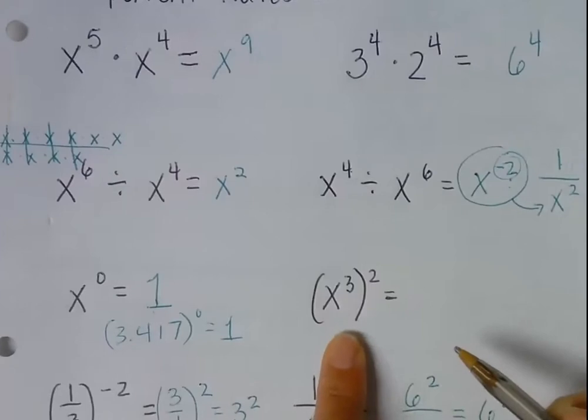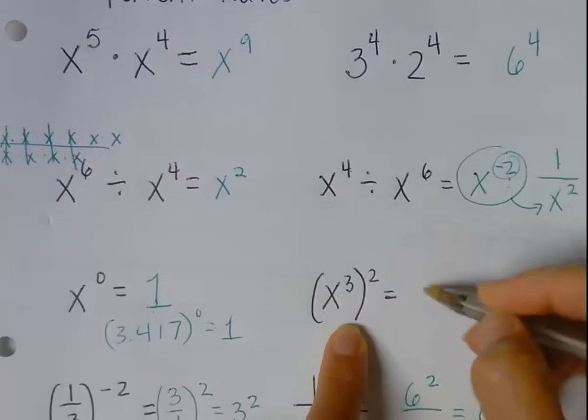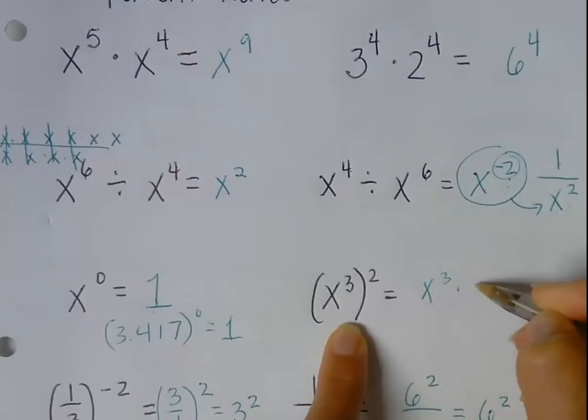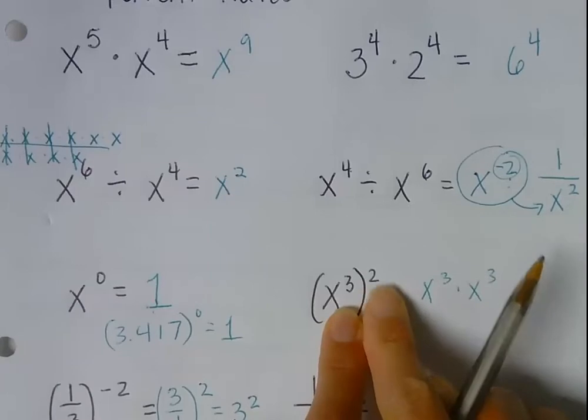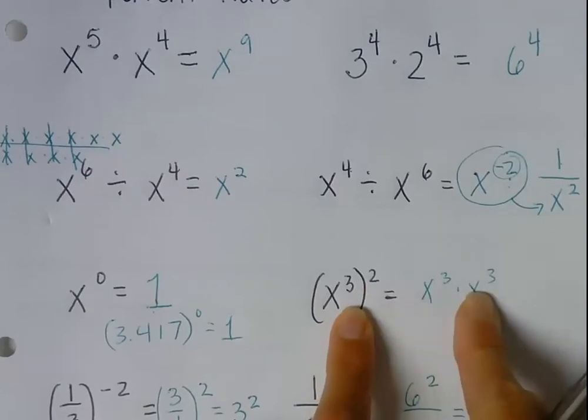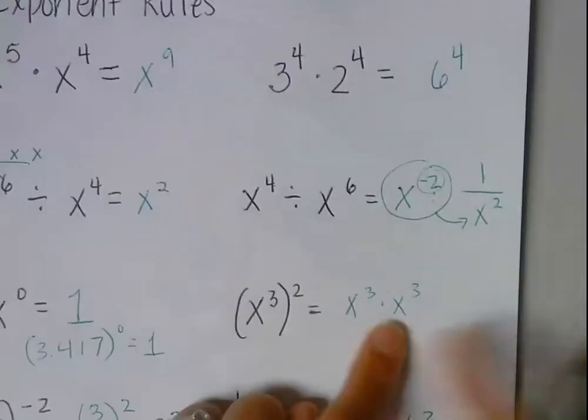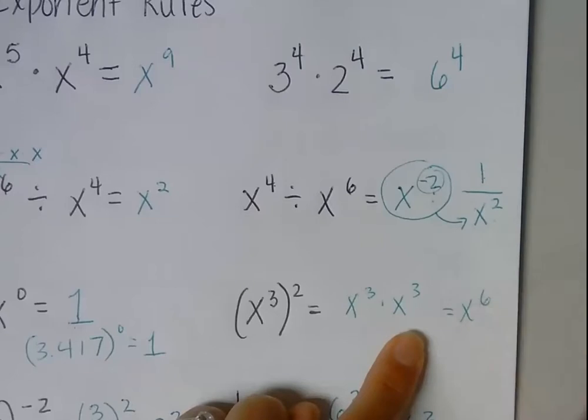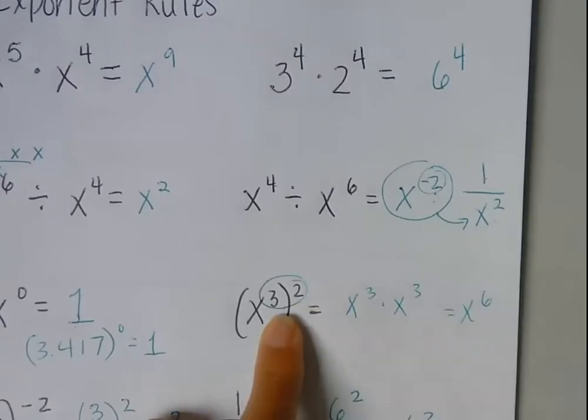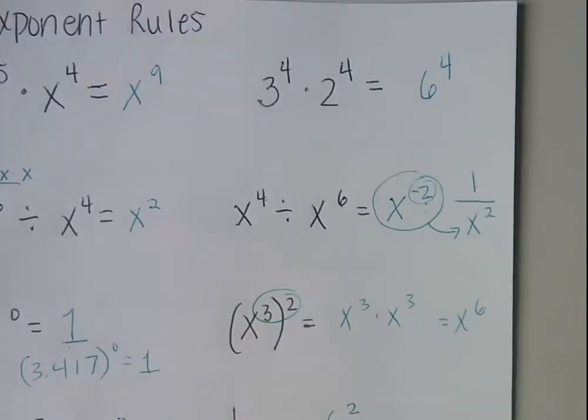And then this is power to a power, so I have x to the third times x to the third, because I'm squaring it, so I have that 2 times. Using the rule up here, we add our exponents, x to the 6th. So the power to a power rule is you multiply the exponents.